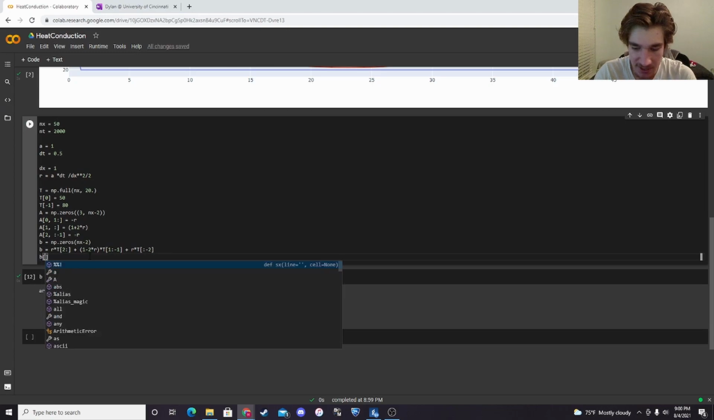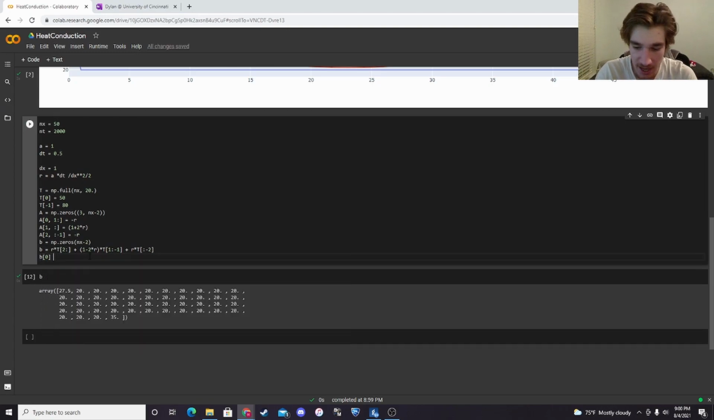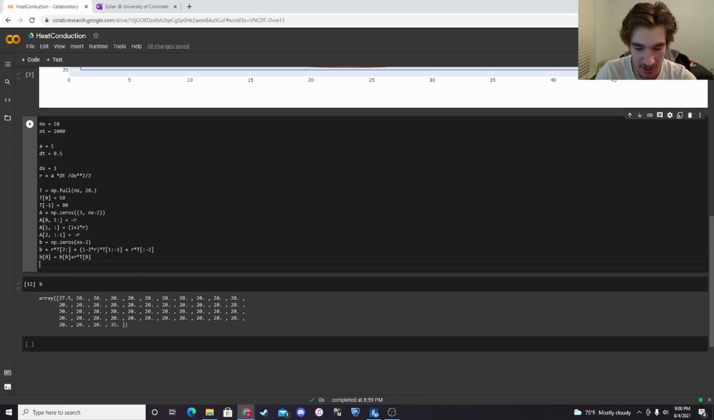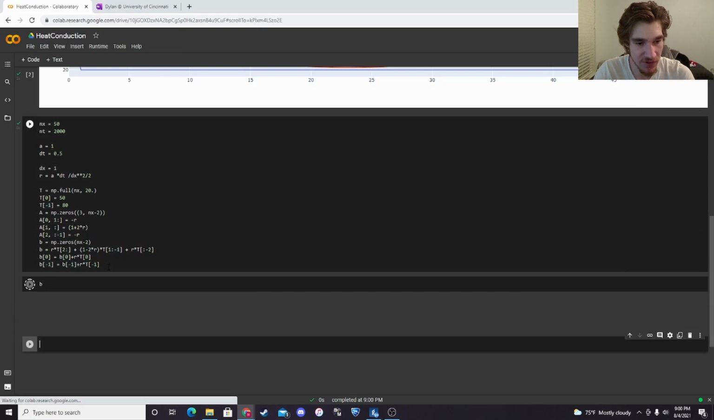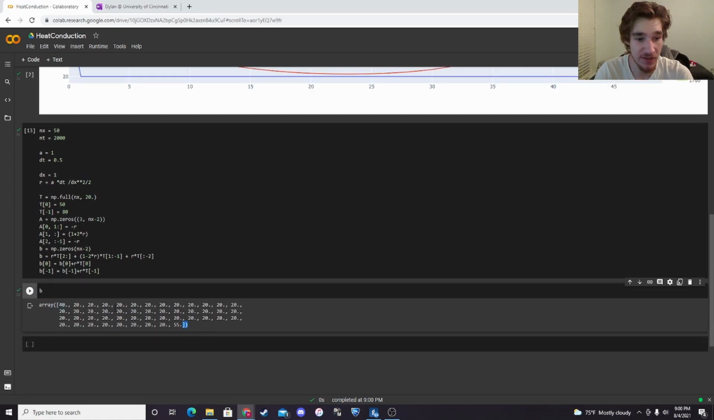So the index of 0 is going to be equal to the current index of 0 plus r times the temperature of index 0. And we can go ahead and copy and paste this. It's going to be the same thing right here, except we're going to do -1. We want the very last index. No matter how many increments our T array has, this will always make sure that we have the last index, right? So now if we shift enter that, shift enter B, you can see our values have changed right there.